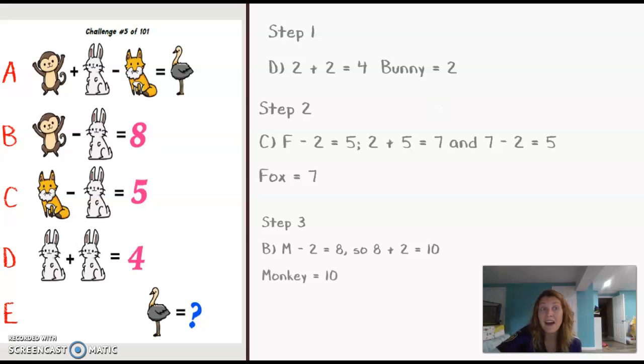Now that I figured out the value of the monkey, the value of the bunny, and the value of the fox, I'm going to put all of that information together to figure out the value of the last equation, the ostrich. So step 4, I'm going to solve it. I know that 10 plus 2 minus 7 is going to equal the value of the ostrich. So when I add 10 plus 2, I get 12. And 12 minus 7 is going to give me 5. So I know that the value of the ostrich is 5, and I've solved the problem.